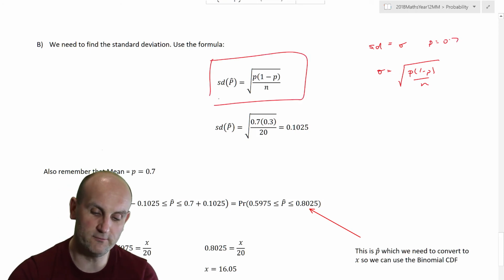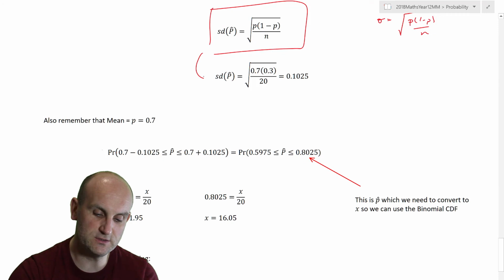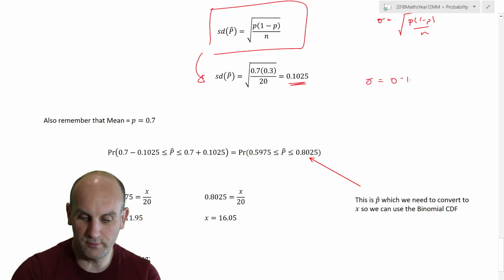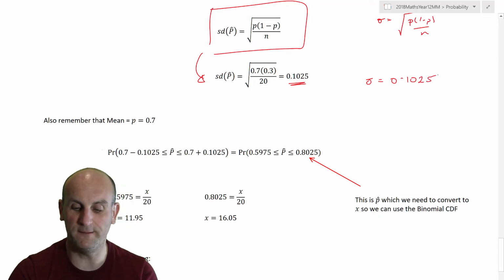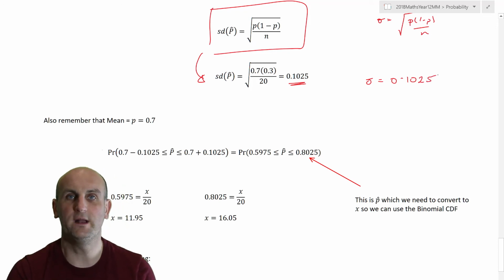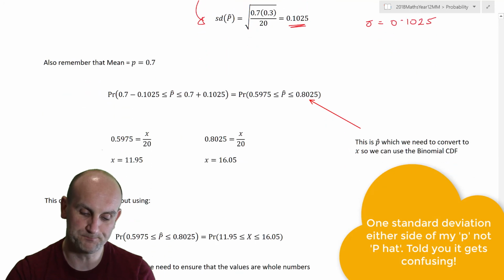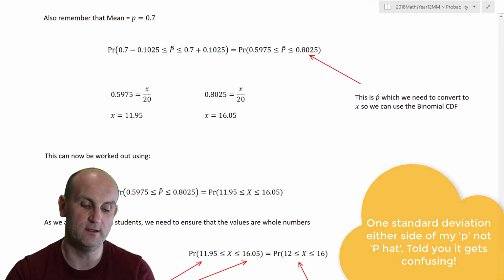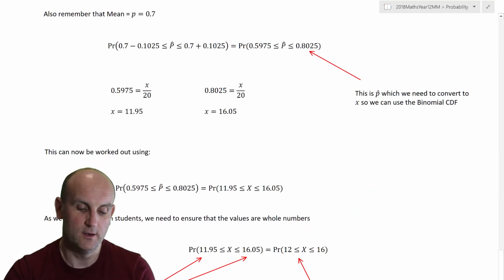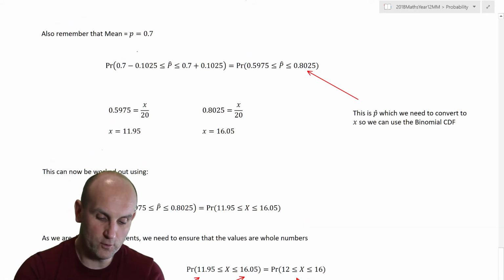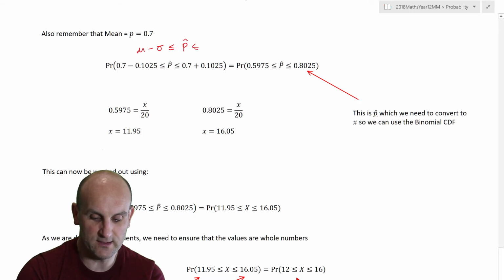So here is my formula restated, and then substituting in my values gives me a sigma of 0.1025. Right, and I want it to be one standard deviation either side of my p hat. I want it to be one standard deviation either side of that. Right. So we are looking for mu minus sigma is less than or equal to p hat, which is less than or equal to mu plus sigma.